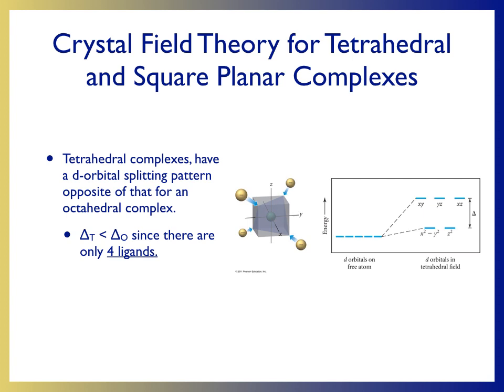The difference in energy between the two sets of orbitals is now known as the crystal field splitting energy for tetrahedral molecules, or delta T. Since there are fewer ligands, delta T is much less than delta O is for the six ligands. As a consequence, most tetrahedral complexes tend to be high-spin complexes.